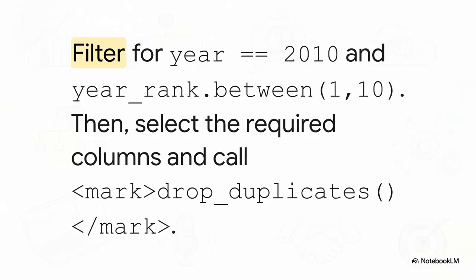And here's the code to make it happen. Look how we can chain multiple conditions right inside the square brackets. We filter for year equals 2010, and then we use the really clean .between method for ranks from 1 to 10. Once we have our filtered data, we just select the columns we want and call .drop_duplicates to make sure the list is clean. It's a really elegant way to handle multiple filters at once.